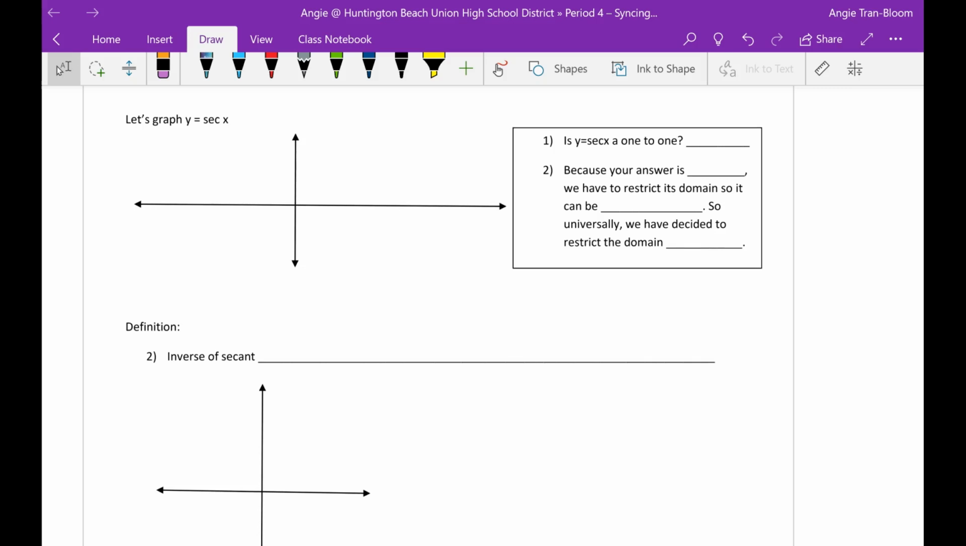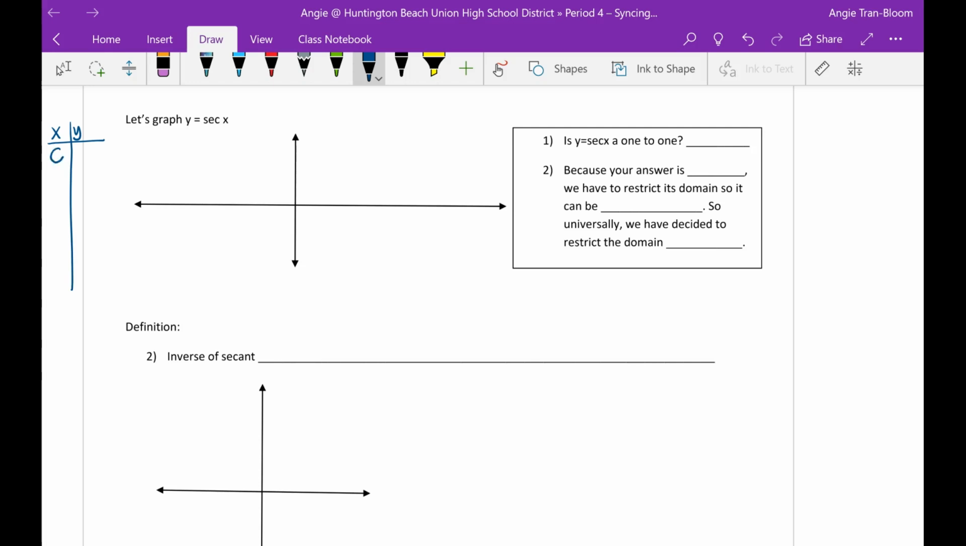We're going to start with graphing regular secant first. So what I normally do is I make a T chart. This is your input, which is X, and this is your Y, which is your output. Now secant, I want to think of it as cosine. So I'm going to do the value for cosine and then do its reciprocal.